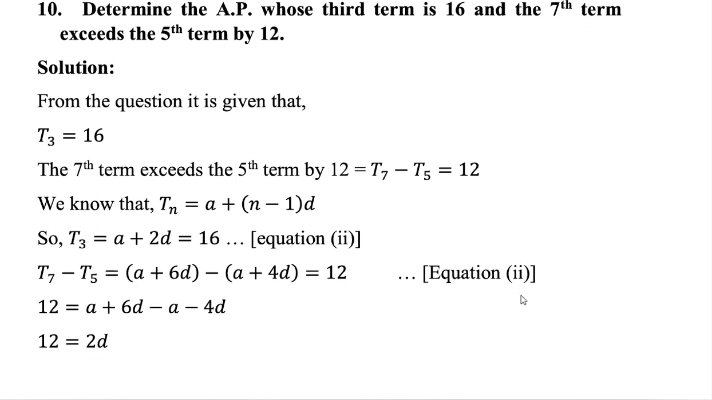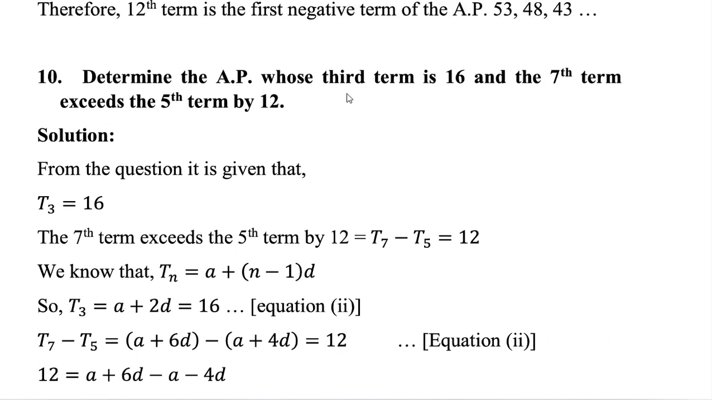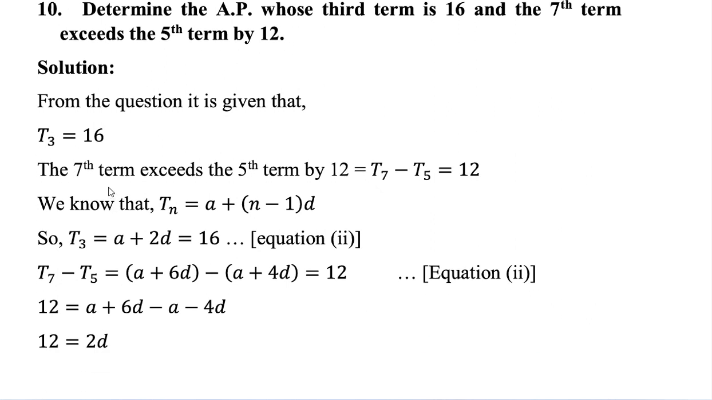Come to the next problem. Determine the AP whose third term is 16 and whose seventh term exceeds the fifth term by 12. So T3 is equal to 16. The seventh term exceeds the fifth term by 12, so T7 minus T5 is equal to 12.